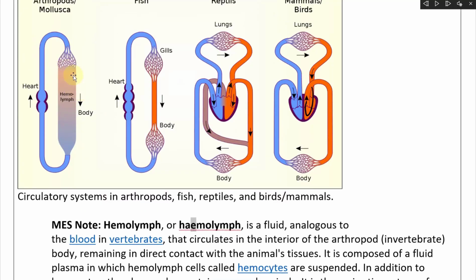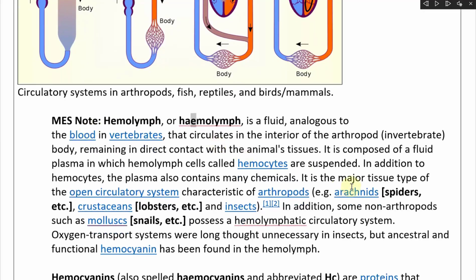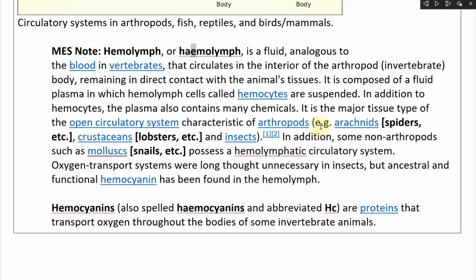So it's open right here, so it goes through the whole body, and then there's another channel for it to eventually get back. But notice how these are closed. This one's closed, this one is open, it can leak out to the environment, which is quite interesting. Yeah, so it is a major tissue type of the open circulatory system, characteristic of arthropods, e.g. arachnids, spiders, etc., crustaceans, lobsters, etc., and insects. And in addition, some non-arthropods, such as molluscs, snails, etc., possess a hemolymphatic circulatory system.